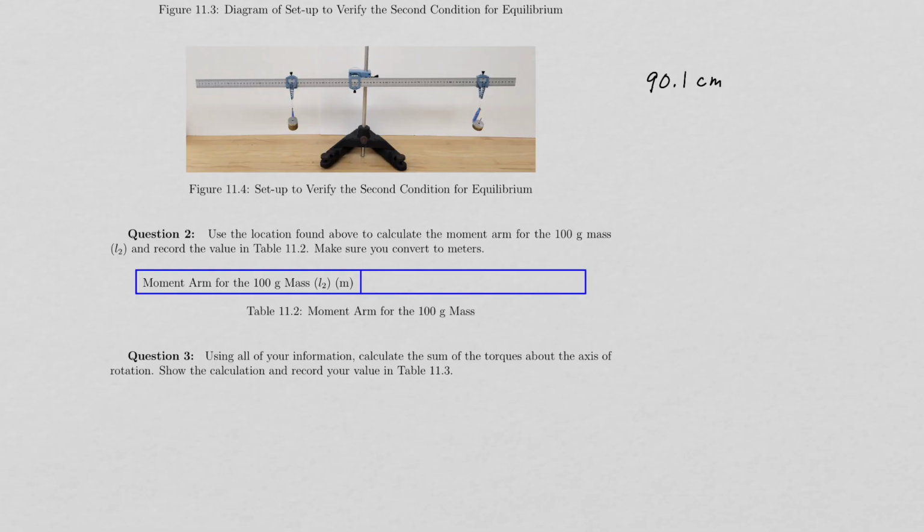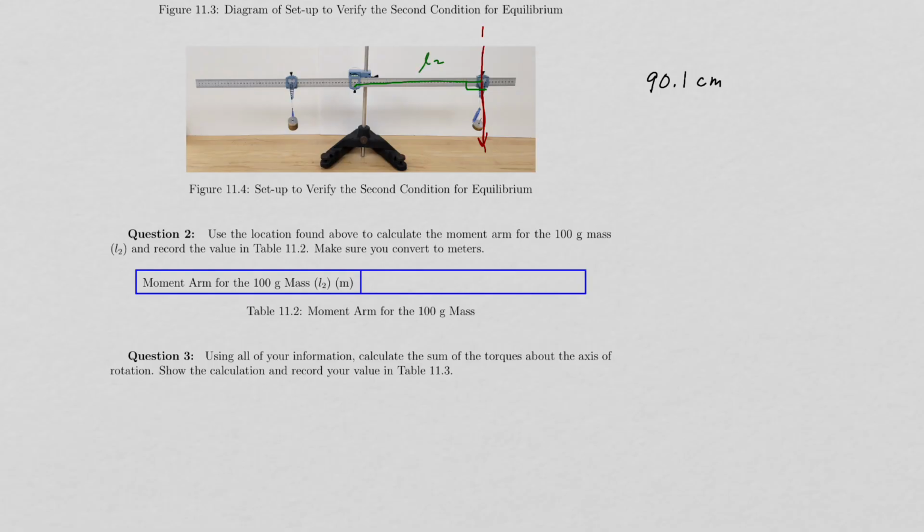So the first question wants you to figure out the moment arm for that 100 gram mass. What does that mean? Remember, the moment arm is the perpendicular distance from the line of action of the force. The force acts vertically downward like this. Here, I'll draw it in. This is the line of action. And the perpendicular distance from that line of action of the force to the axis of rotation, and the axis of rotation is right at the center of mass of the meter stick at 50, that is what I'm looking for. That's what we're calling L2 in this case.